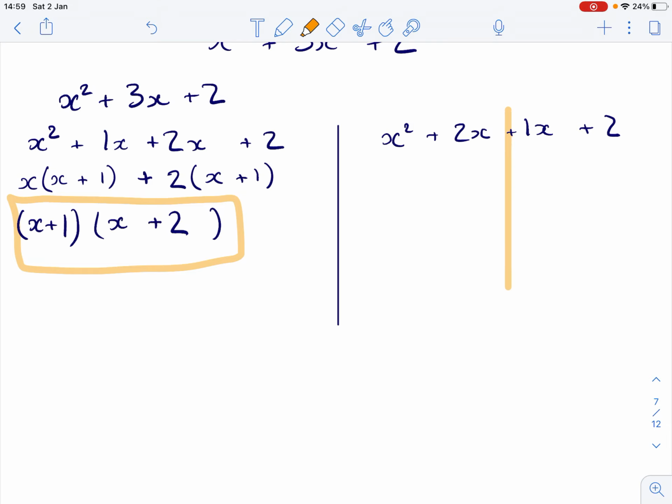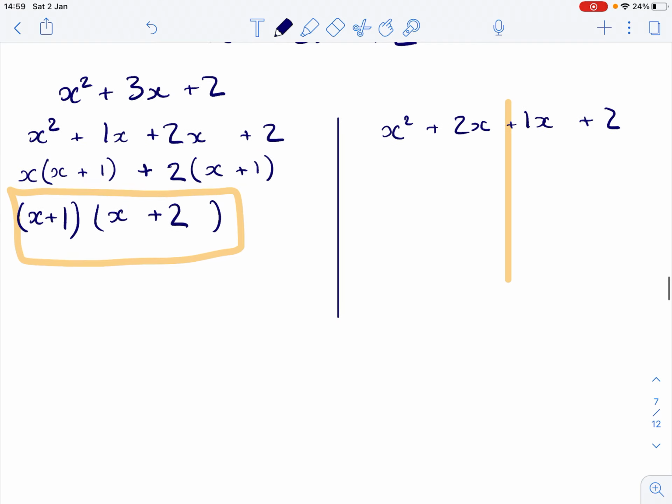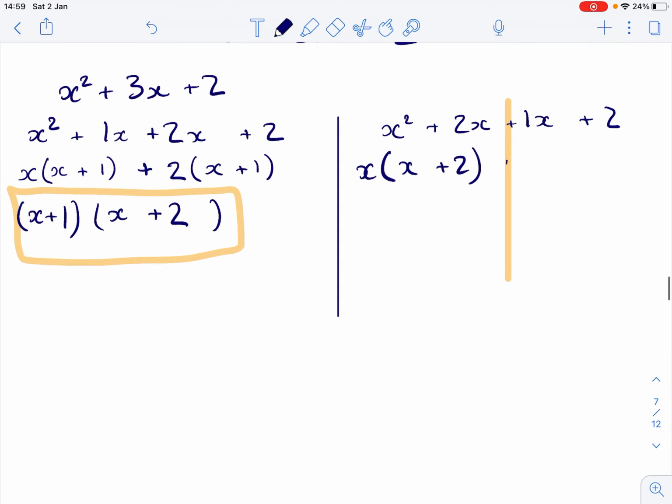And I'm going to factorise each individually. And remember, we want a consistent bracket on each side of that line. Okay, so on the left-hand side, x is our common factor, but this time we'd get x plus 2. And on the right-hand side, it doesn't look like there are any common factors here. So what I'm going to do is say plus 1 times x plus 2. Okay, and again, notice how we've got the same bracket.